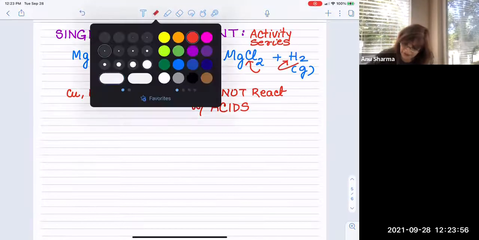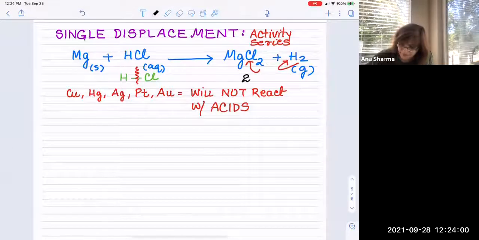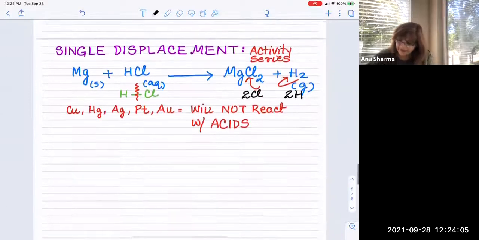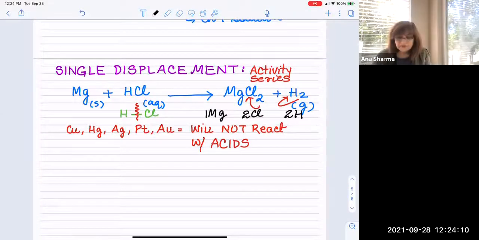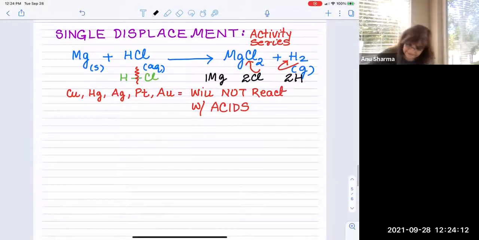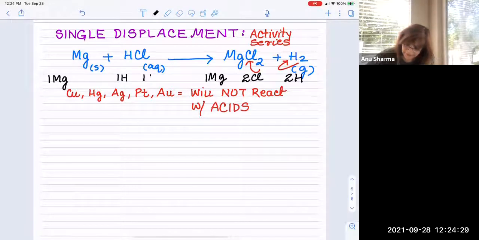So what do you get here? We see that there are 2 chlorines and 2 hydrogens, and 1 magnesium, on the product side. And then on the reactant side, there is 1 magnesium, 1 hydrogen, and 1 chlorine.